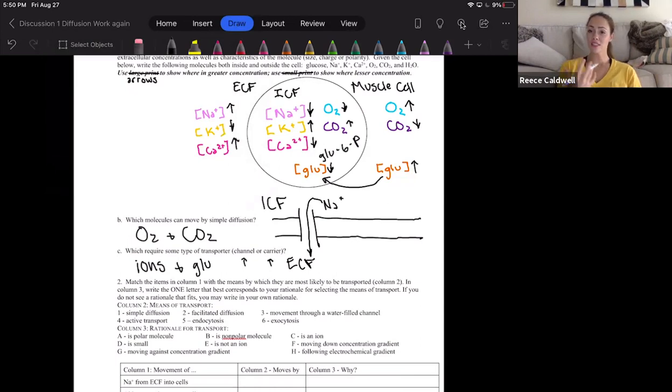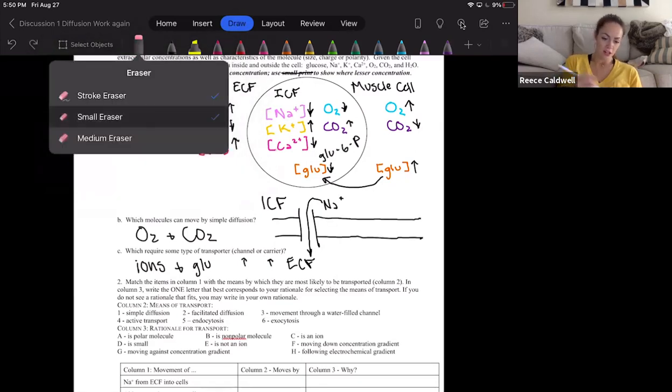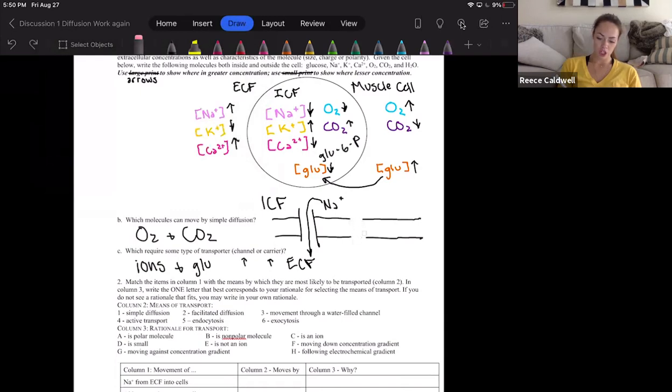However, carriers are different. They're different because they only open to one side of the cell. They're only going to open towards the extracellular fluid or the intracellular fluid. So our carrier transporters are going to look something like this.